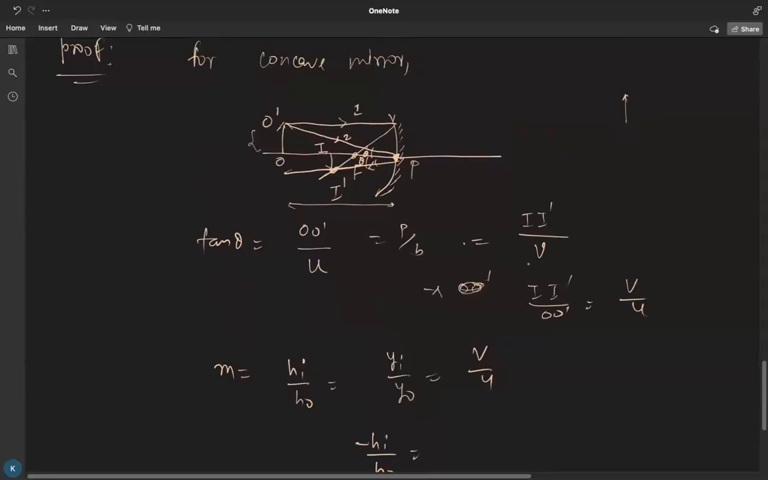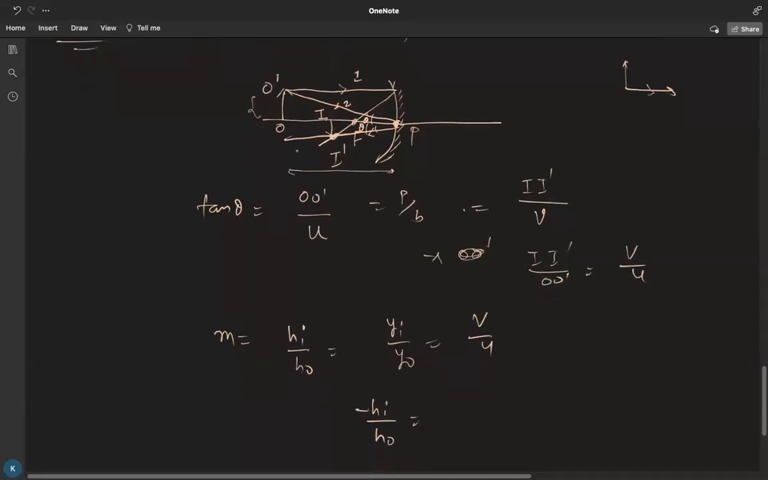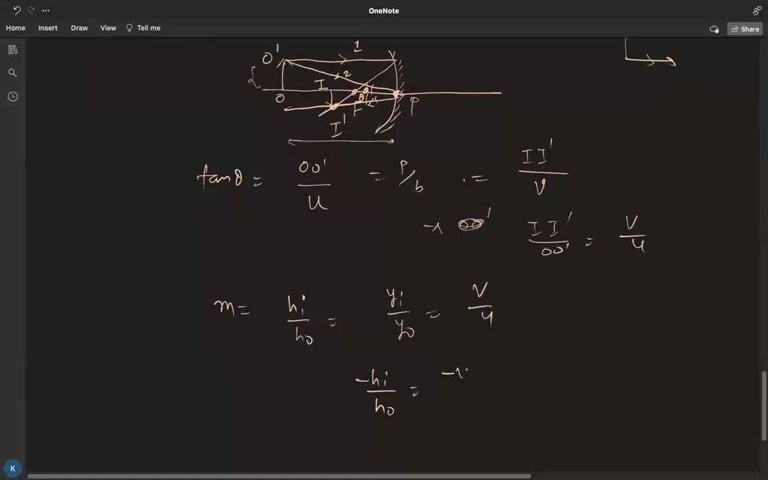Now our U and V are both negative, because they are in the inverse direction from the incident ray of light. Our incident ray of light goes in the rightward direction, but from the pole, our object and image are formed in the leftward direction. So what I'm going to take here is minus V by minus U. Both get cancelled. What we get is HI by HO is equal to minus V by U.